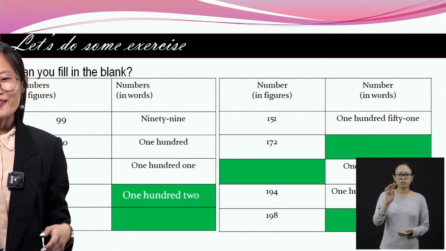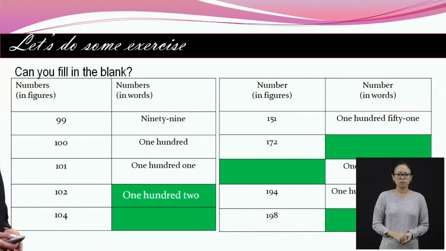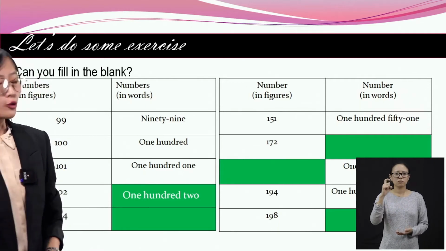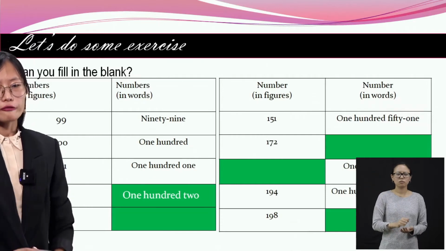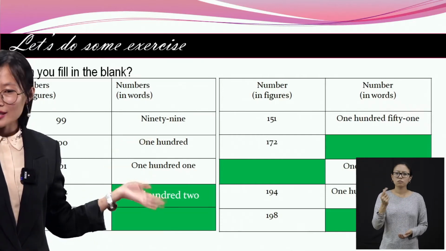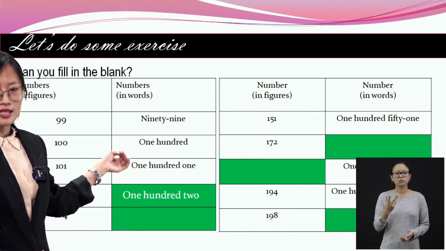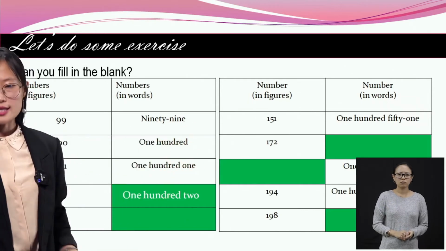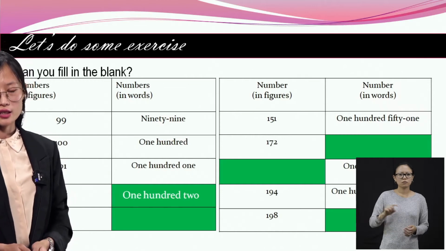Next, we have 172. So how do we write a three-digit number here? First read the hundreds place, which is 100, and then the two digits together, 72.